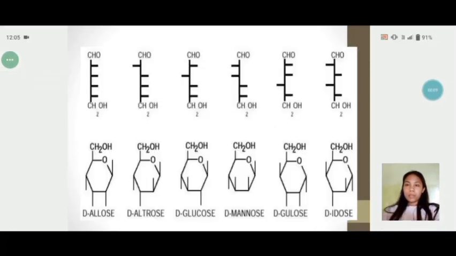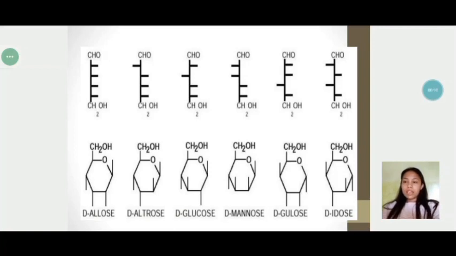So here are the examples of the Fischer projection and the Haworth projection of D-allose, D-altrose, D-glucose, D-mannose, D-gulose, and D-idose. The linear structure above is the Fischer projection, and the other structure below is its corresponding Haworth projection. So that's all for my part.